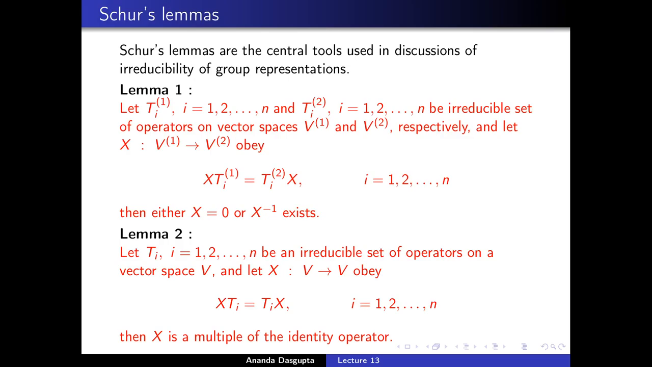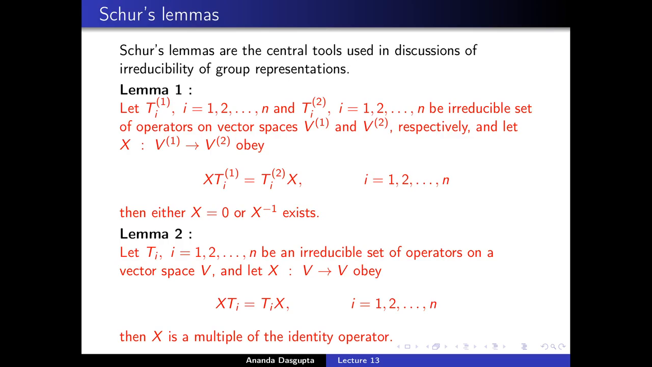Since the term irreducible set of operators has been used over and over again in the statement of both the lemmas, let me just quickly remind you what an irreducible set of operators is. It's a set of operators such that the only subspaces of the vector space V which are invariant under the action of all of them are the trivial subspace with only the null vector, or the linear space V itself.